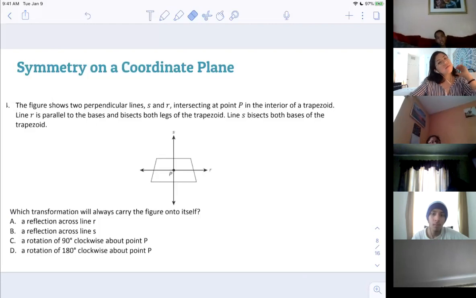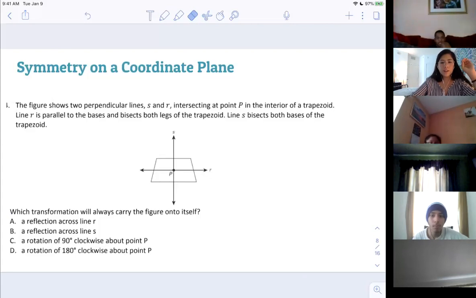The figure shows two perpendicular lines, S and R, intersecting at the point P. In the interior of a trapezoid, line R is parallel to the bases and bisects both legs of the trapezoid. Line S bisects both bases of the trapezoid.